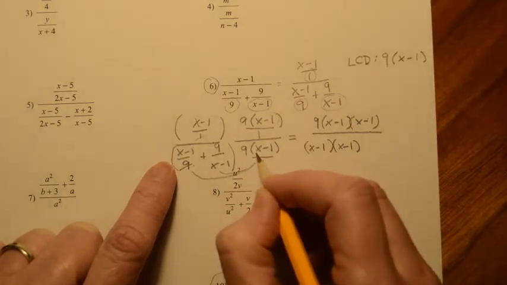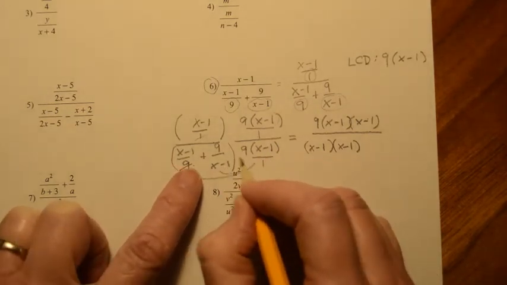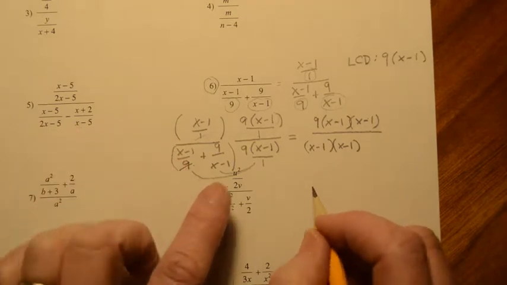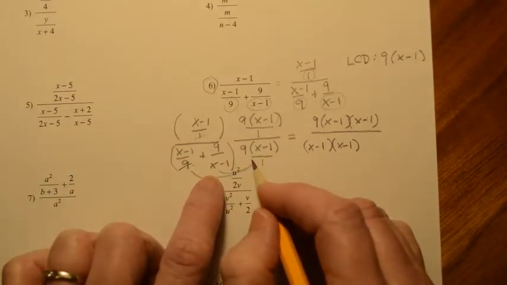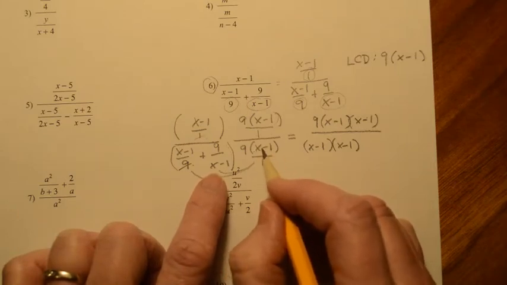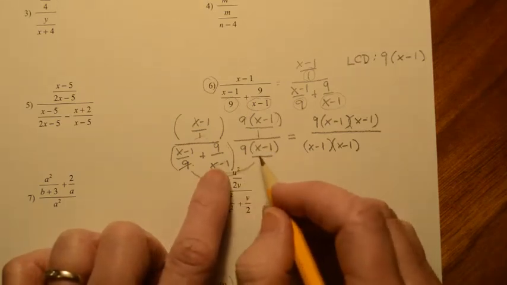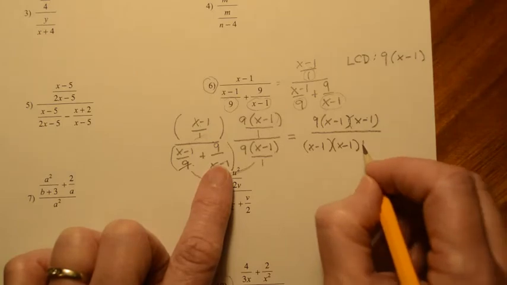I'm not going to draw it canceled because I want to make sure that you remember that it also applies to this one. Now when I distribute this fraction to this one right here, this (x minus 1) and this (x minus 1) will cancel. So all that's going to be left is plus 81.